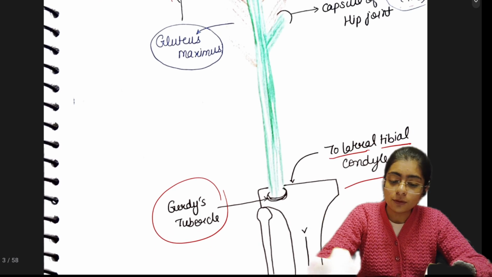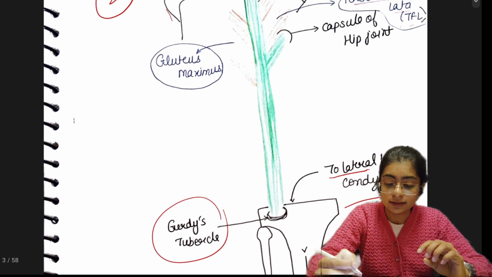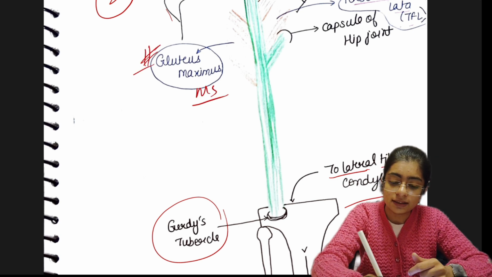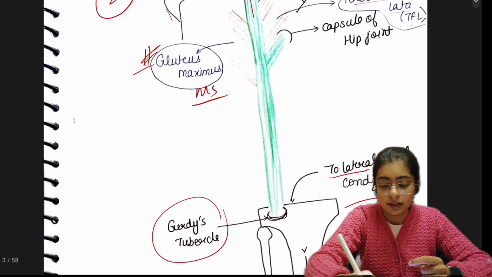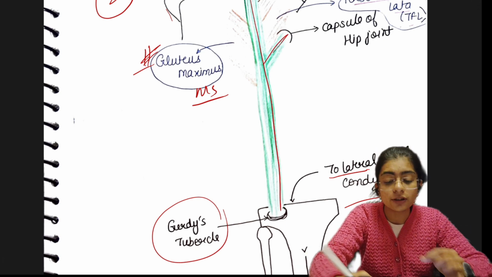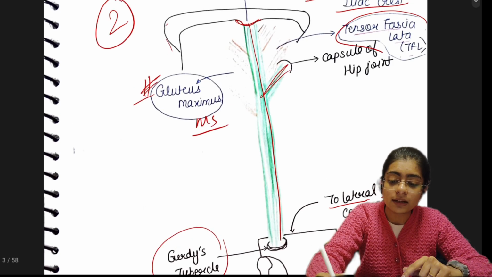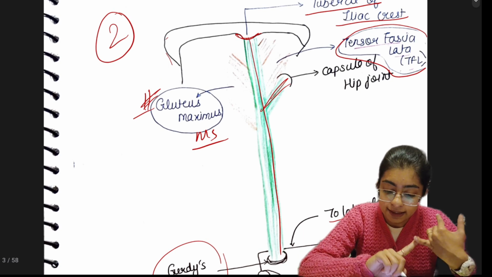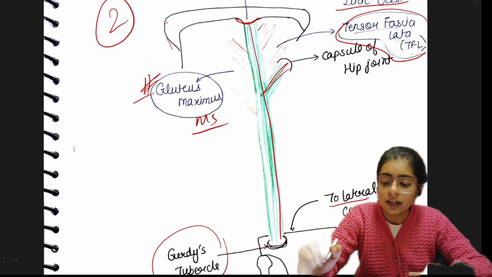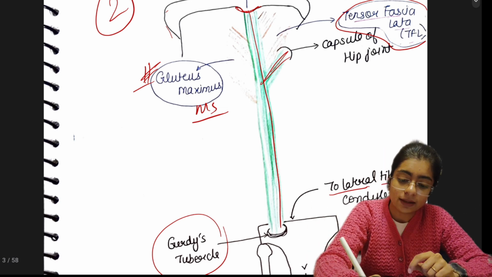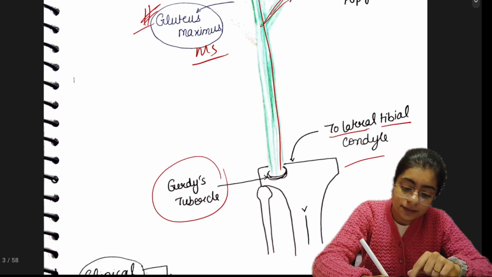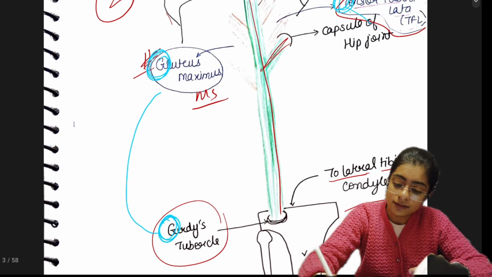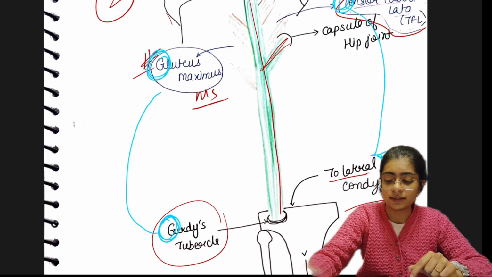If you want to guess which muscles attach to it, I have written here that the gluteus maximus has some attachments to this iliotibial band, the capsule of the hip joint also has some attachment, and the tensor fasciae latae muscle also has attachment here. So how will you learn that the TFL and the gluteus maximus have attachment? You can learn it very well with the help of TIBIA. Gluteus maximus, G, and Gerdy's tubercle, and the tensor fasciae latae, T, the tibia. I hope it is clear.